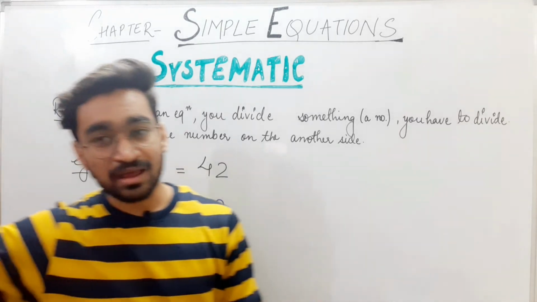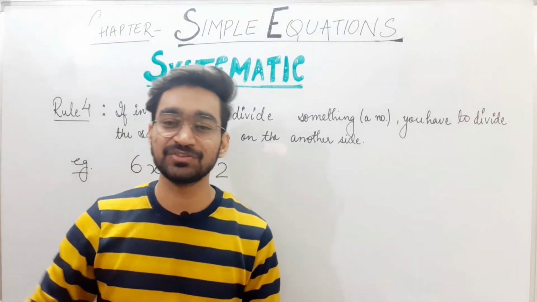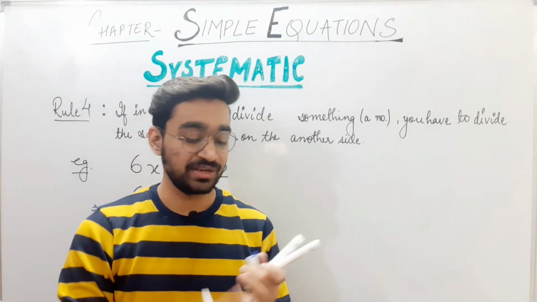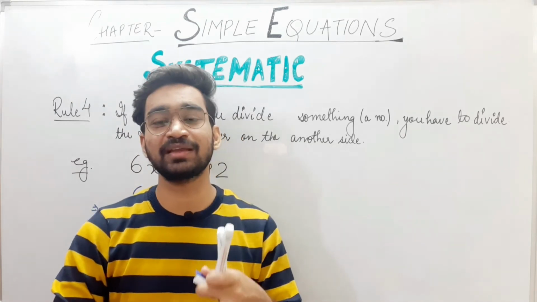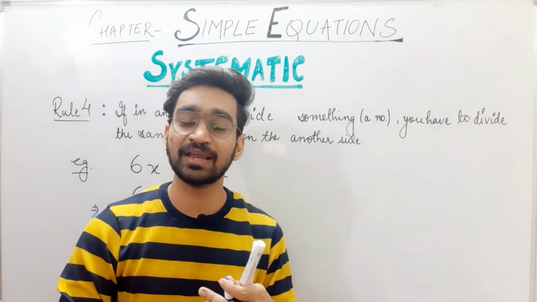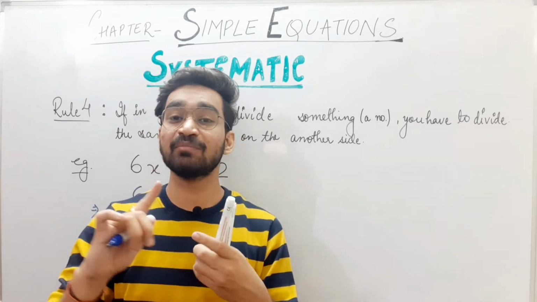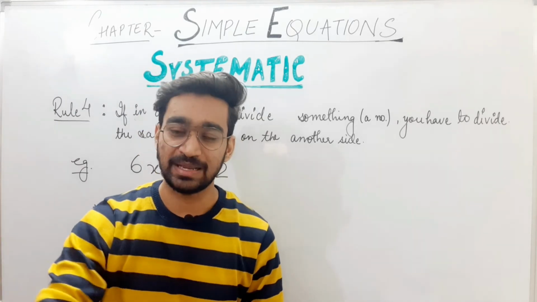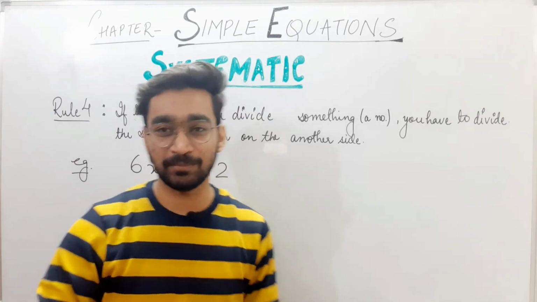Just recall the previous examples which we have seen. If the number was in addition, we used subtraction. If the number was in subtraction, we used addition. If the number was in multiplication, we used division. If the number was in division, we used multiplication. So always we have to cancel out by the opposite symbol.